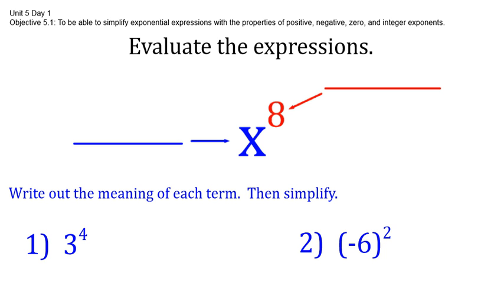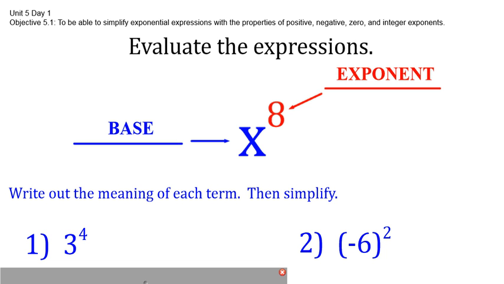X is referred to as the base, and 8 is your exponent, or the power. X to the eighth means you have 8 x's being multiplied together. We use exponents as a way to shorten repeated multiplication for our problems.